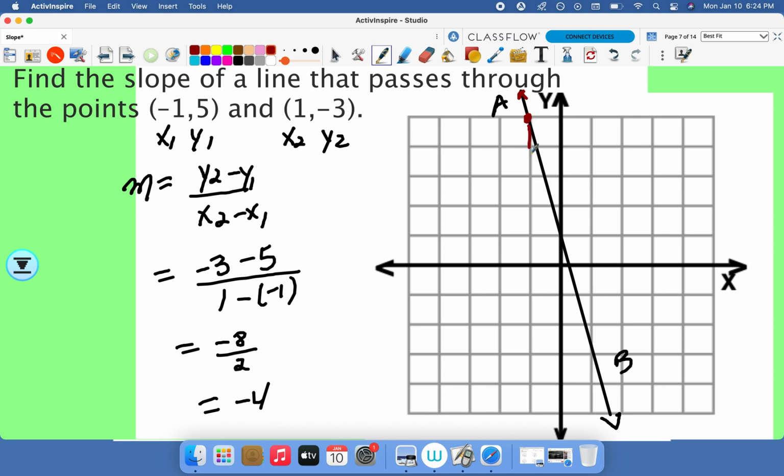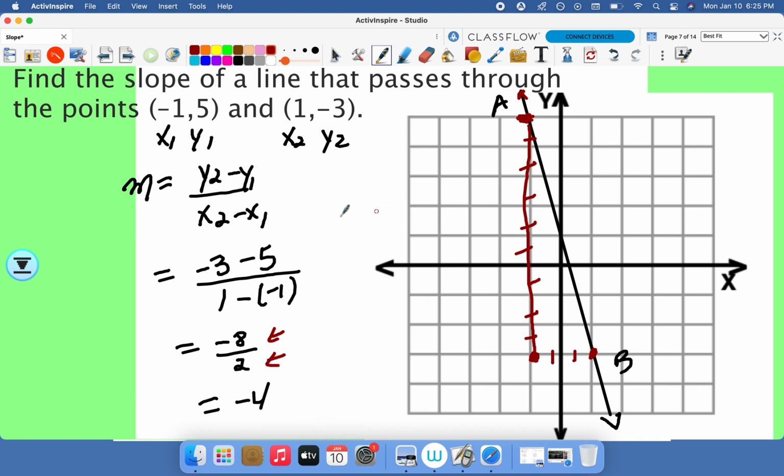So if you think about it, let me just extend that line here. We literally found the difference between the y values, this distance right here. We found this distance, and if you count, there's 1, 2, 3, 4, 5, 6, 7, 8. So the difference in y values is -8. And the difference between x values, 1, 2.